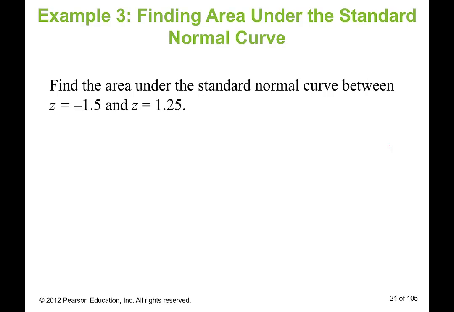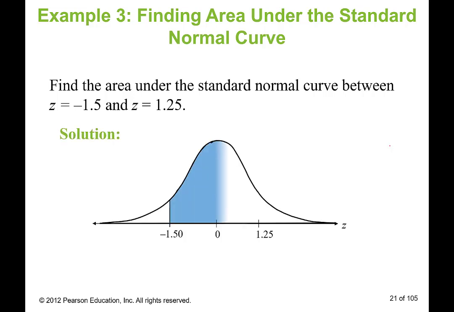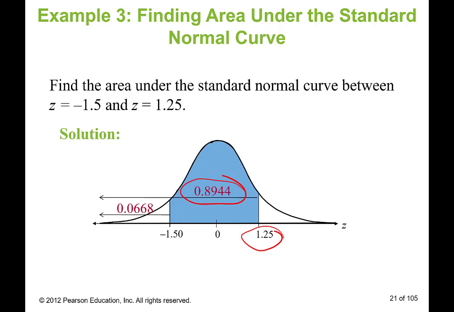Here's one last example. Let's do this one together. We're going to find the area under the standard normal curve between z equals negative 1.5 and z equals 1.25. Ready? Well, that's the area we care about. So the first thing we have to do is look up the cumulative area to the 1.25, and we find that that's 0.8944. And then we need to subtract out this section, and we look up the area that goes up to negative 1.50, and we find that it's 0.0668.